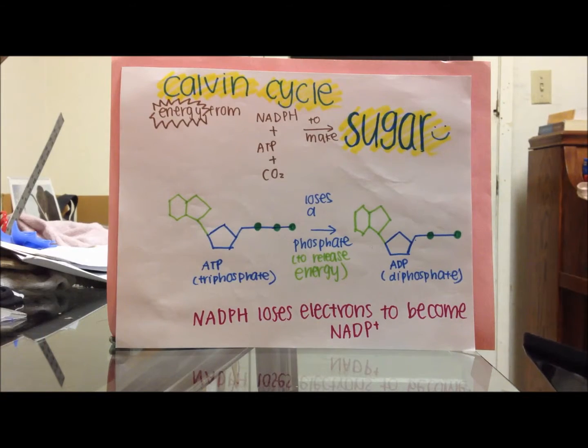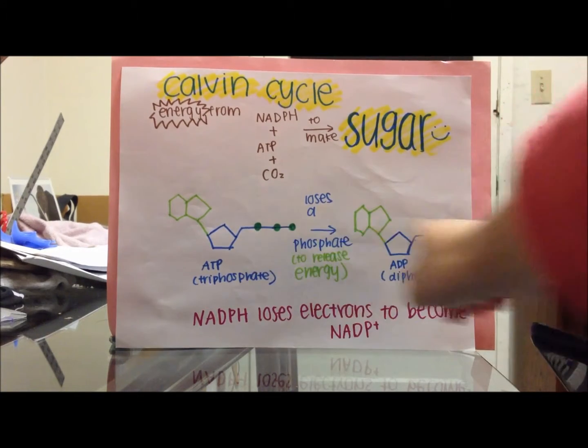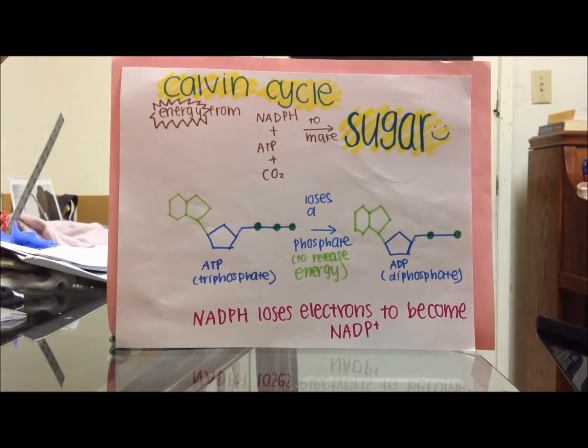The second process is the Calvin cycle. This is when the plant actually starts making sugar. Energy is used from ATP and NADPH to combine CO2 to make glucose. By breaking the bond between the second and third phosphate, ATP becomes ADP again.